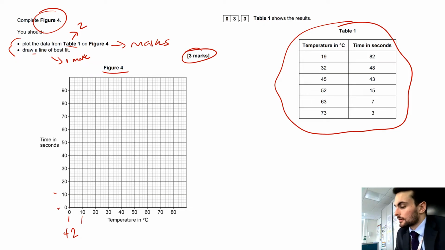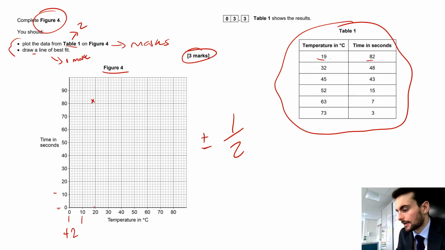So let's plot this graph. Anytime it's an odd number, think about it's going to be halfway between the little jumps. So temperature 19 is going to be half a little square underneath 20 on the x-axis, and then 82 is easy enough. 82 is going to be 1 little square above 80. You've got to be precise with this, because the examiner can only give you plus or minus half a small square. If you're any more than that off, you don't get the mark and you're losing easy marks.